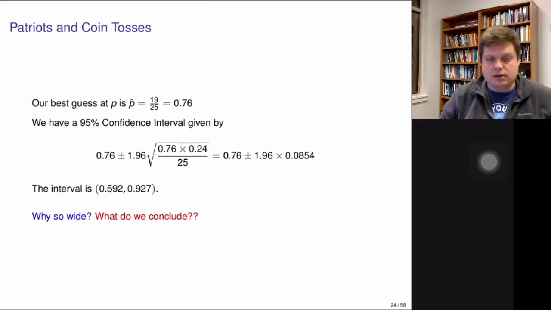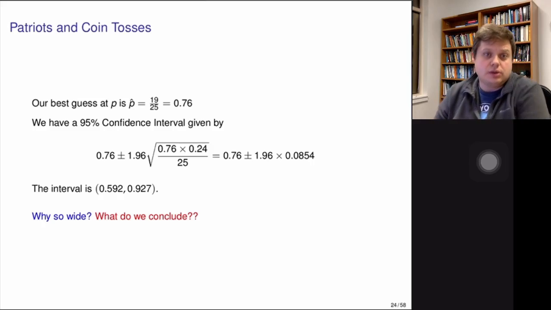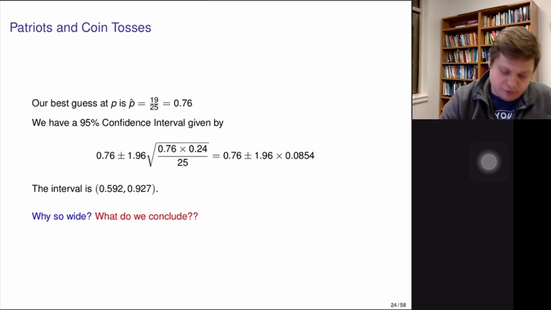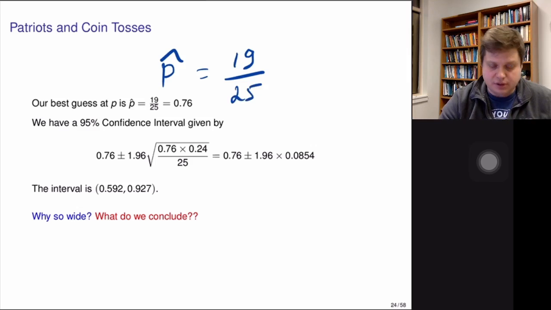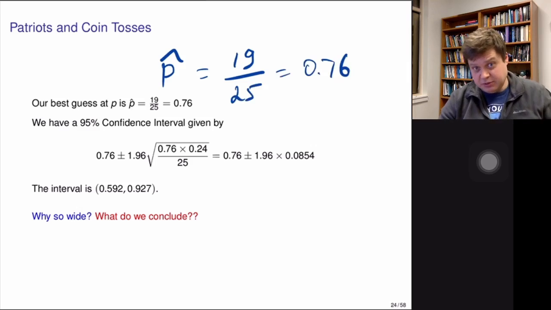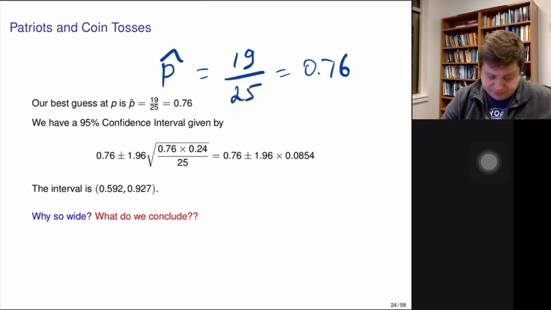Now let's apply the same process to the coin tossing example. You remember that the Patriots won 19 out of 25 coin tosses. So if we calculate the proportion P hat, they had 19 successful outcomes out of 25 experiments. So it's 0.76. In 76% of the cases, they won the coin toss.